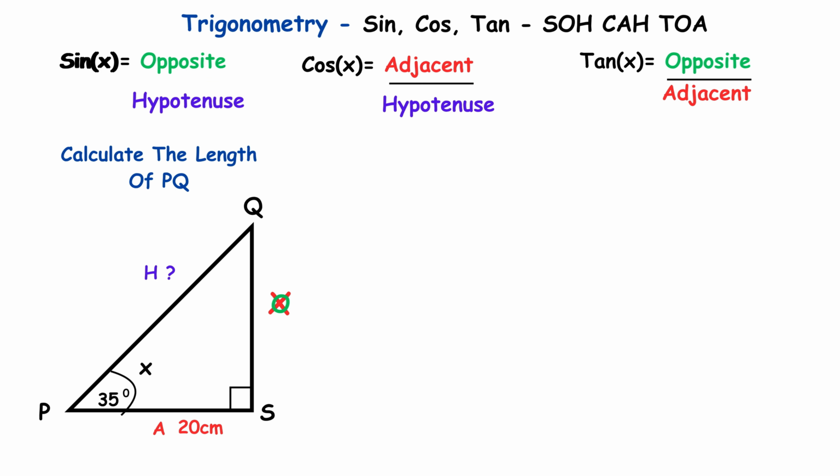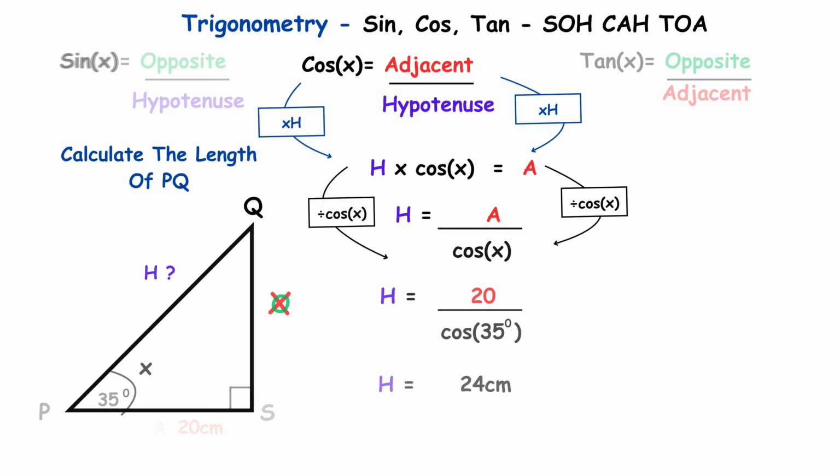So in this question, they're asking us to calculate the length of PQ, which is this length here. So we can go ahead and put a question mark on there because that's the unknown one that we're trying to find. Then, like before, we're going to want to label our triangle. So this side we're looking for is the hypotenuse. This bottom side of 20 centimeters is the adjacent. This side on the right is the opposite, and this angle of 35 degrees is our x.